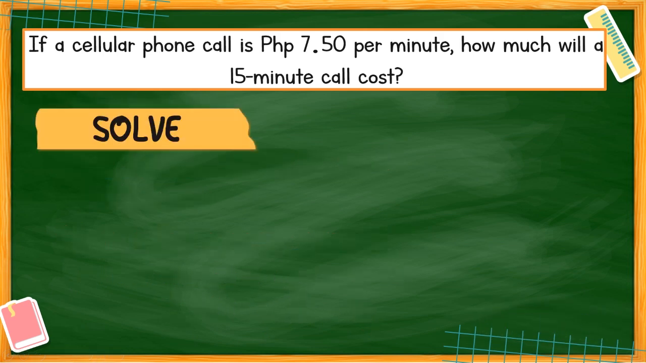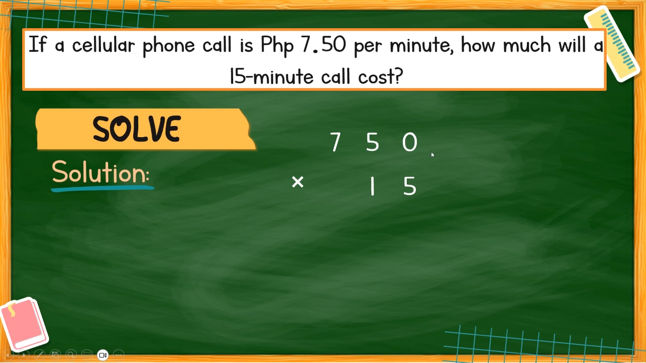Now, let's solve the problem. So first, let's align the two numbers vertically. So 7 and 50 hundredths multiplied by 15. So multiplying these two numbers, we have 7 and 50 hundredths times 15. 5 times 0, the answer is 0. 5 times 5, the answer is 25. Regroup 2. And then 5 times 7, the answer is 35 plus 2, the answer is 37.